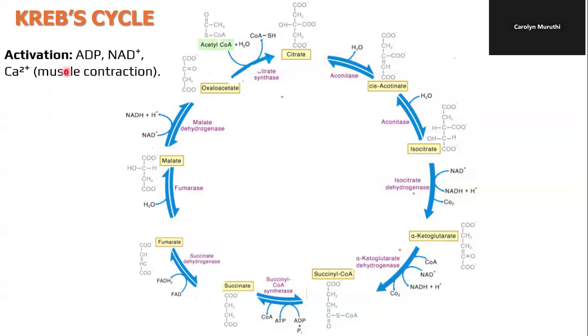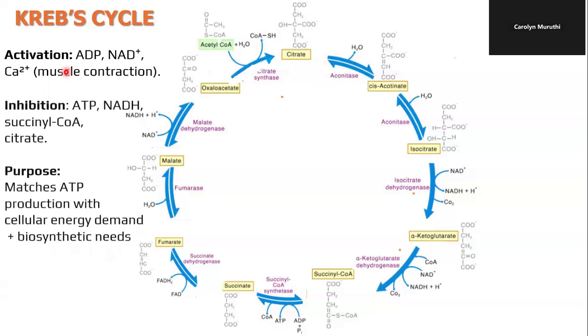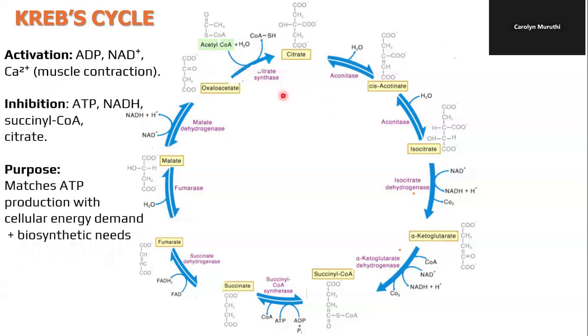When you're talking about regulation, you're talking about either activation or inhibition, and these points, which are marked with an asterisk, are subject to activation by ADP and NAD+, and also calcium ions, especially when you have muscle contraction. Inhibition is done by ATP, NADH, and also succinyl-CoA and citrate. And this indicates that there is enough energy, so there's no need for the Krebs cycle to produce more energy.